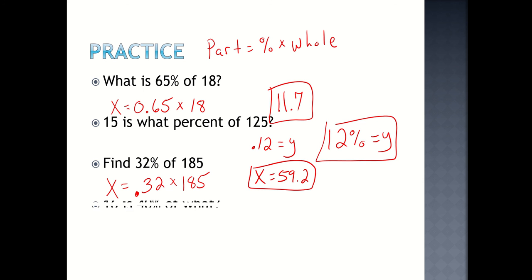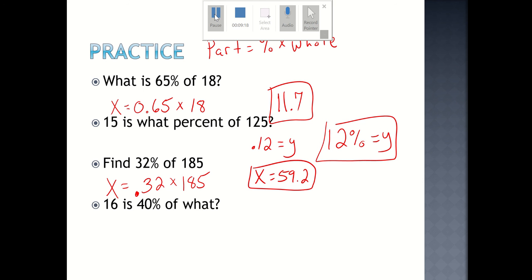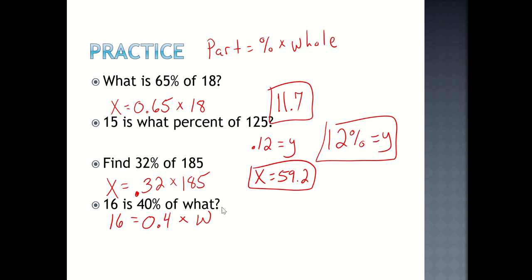All right, next one, try this one on your own. Pause the video now. 16 is 40% of what? Well, 40%, clearly my percent, so percent times whole, 0.4 times of what? "Of" lets us know that the missing part is the whole. We are going to multiply here.